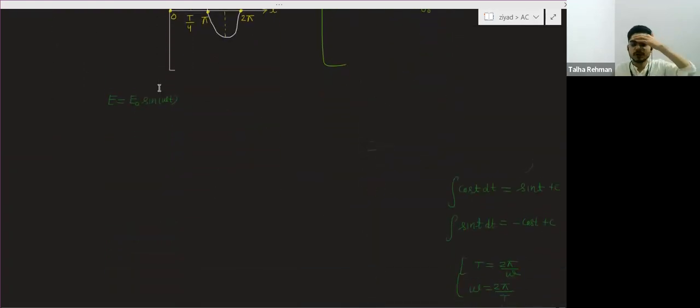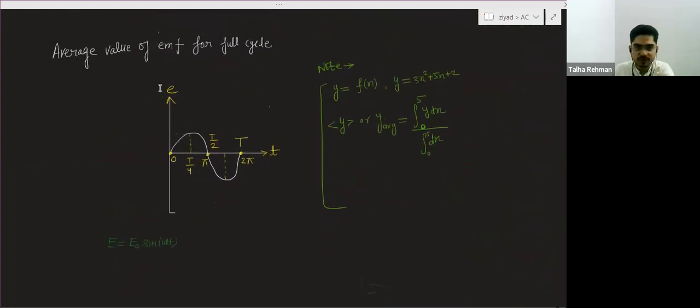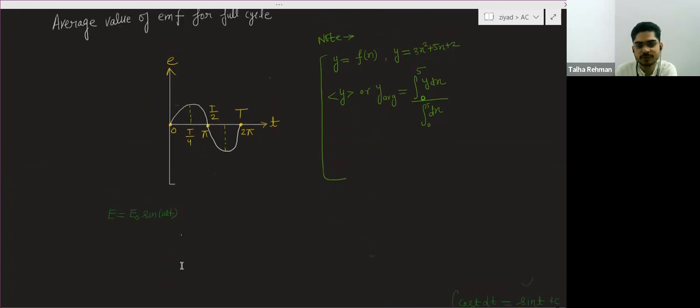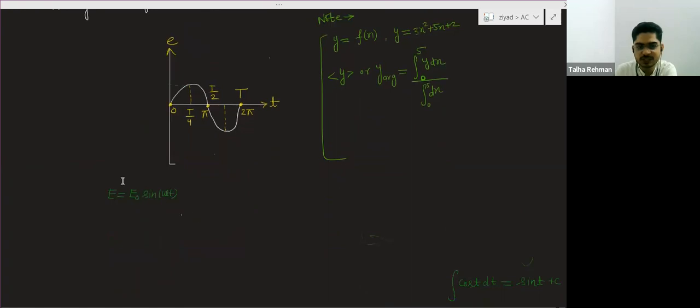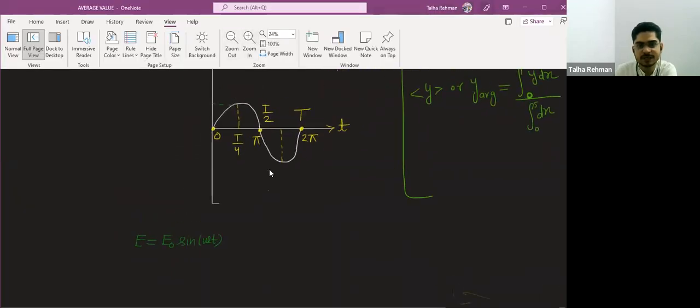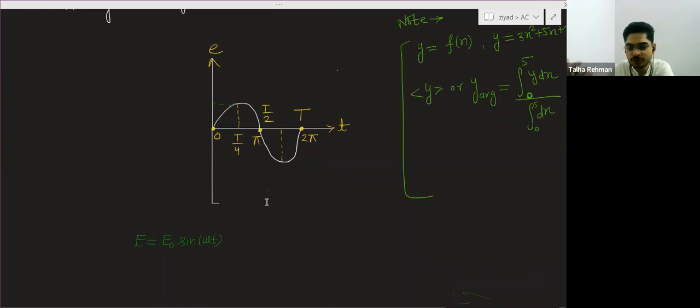So basically what is happening, this is the graph of the EMF, and this EMF is changing with time. This is the equation of the EMF, and this is the graph. As time passes, the EMF is changing. So what we do now, we calculate the average value of this EMF. At every instant of time, the value is changing. So that is why we calculate the average value.